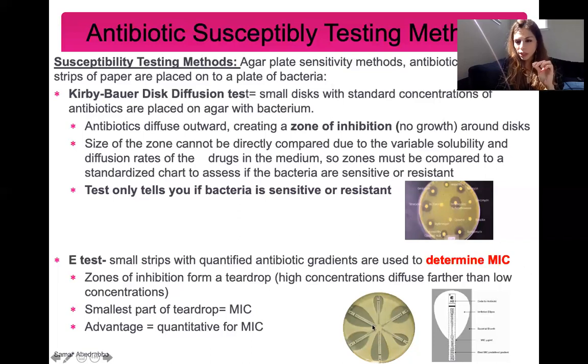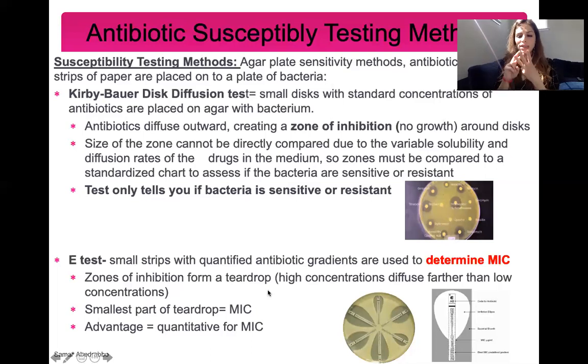And so you look, this is a bacterial plate with bacteria everywhere. Anywhere you see clearings, these are zones of inhibition where bacteria didn't grow. And there's different concentrations of the antibiotic. The smallest part, the teardrop, is the minimum inhibitory concentration.